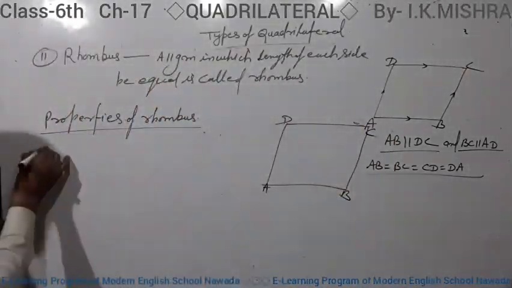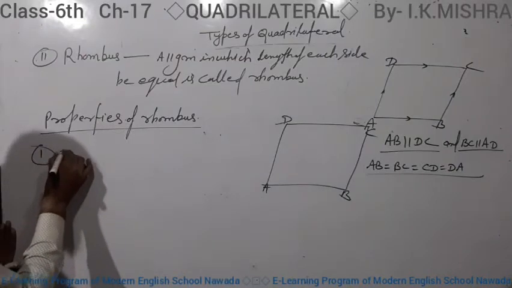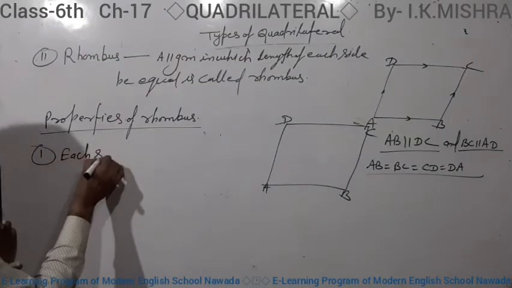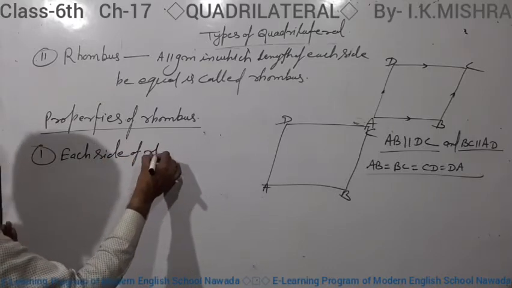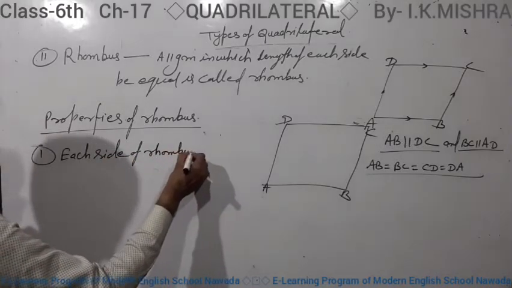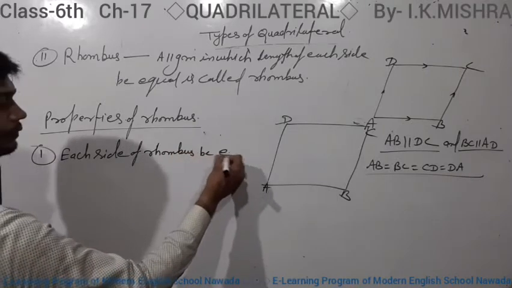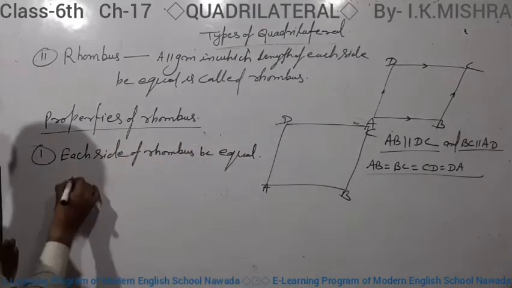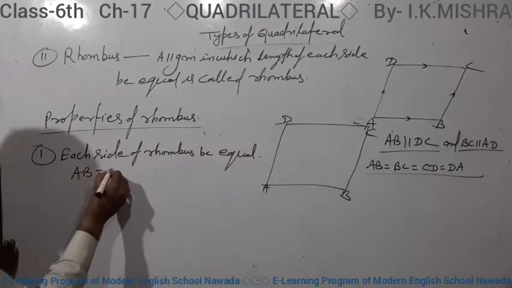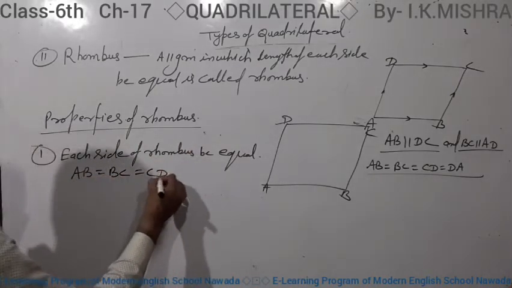Friends, here first property, each side of a rhombus be equal. That means according to this figure AB equal to BC equal to CD equal to DA.